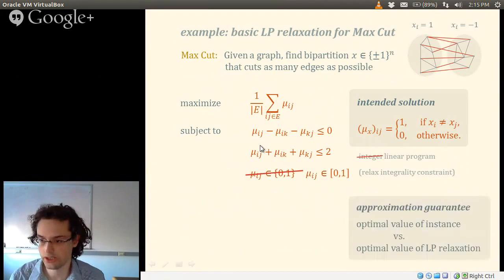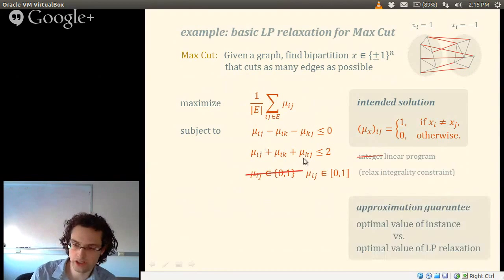And the question is, how does this relaxation step change the optimal value of the program? So if we had this integrality constraint, then it would compute exactly the maximum cut. If you relax it, then we might get a larger value. And so the question is, how much larger can it be?